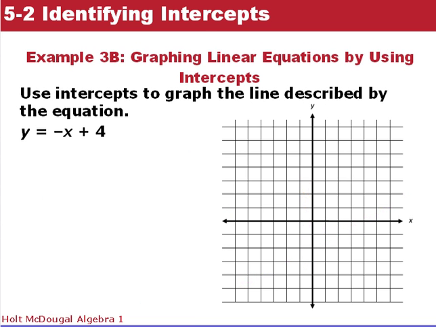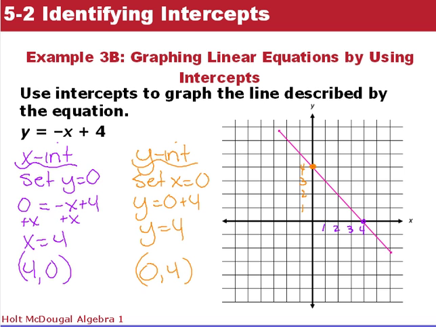So now let's go ahead and graph this one using the intercepts to graph the line described by the equation y equals negative x plus 4. So you should be seeing a pattern here. Again, we find our x-intercept, setting y equal to 0 as our first step. So 0 equals negative x plus 4. Adding x to both sides, we get x equals 4. So we plot that point at (4, 0).